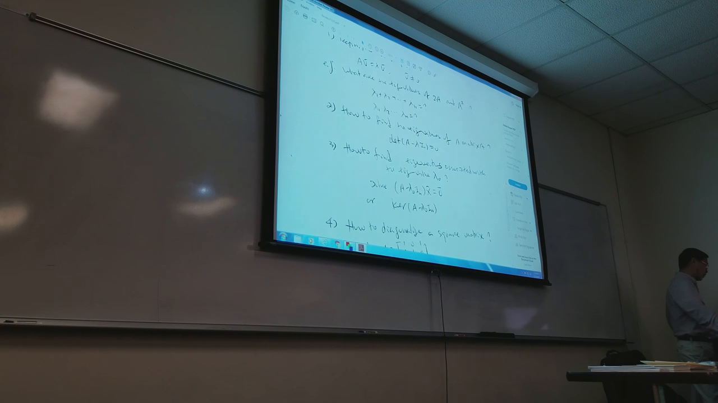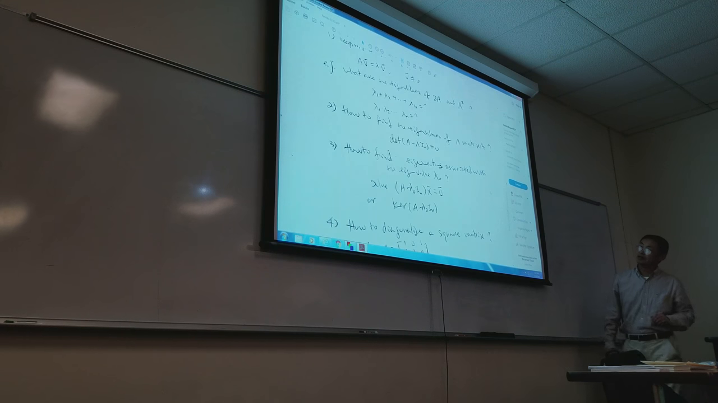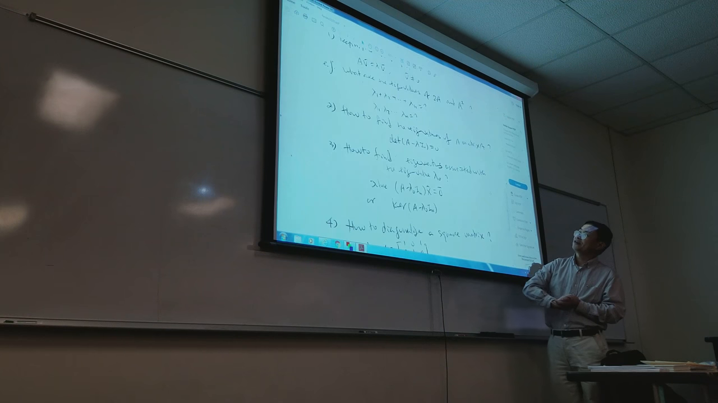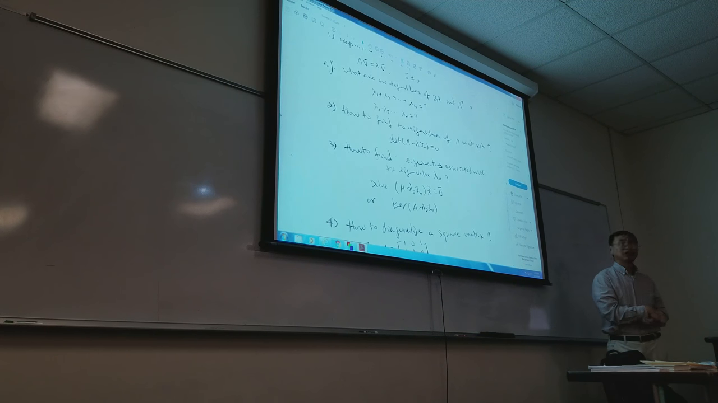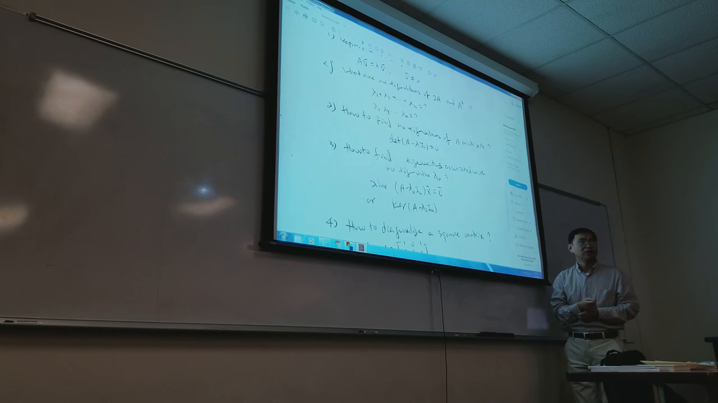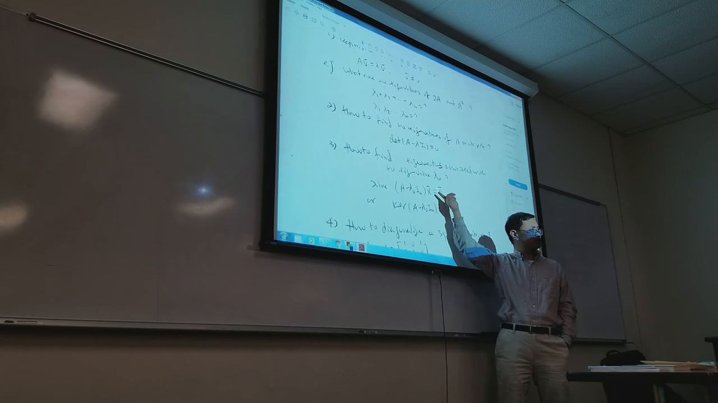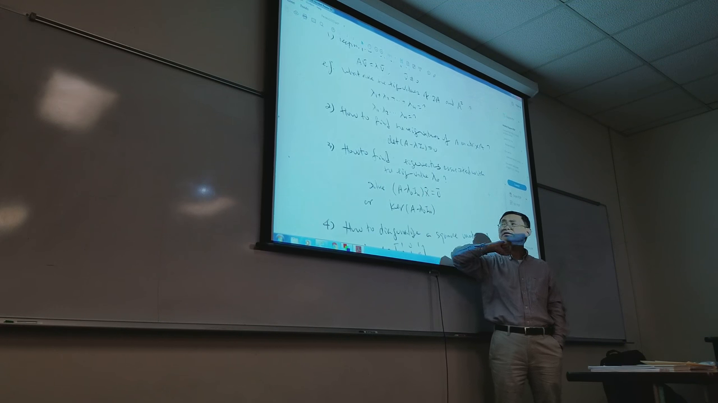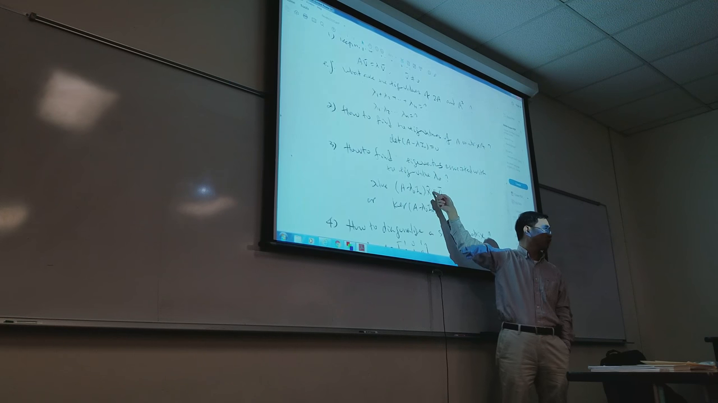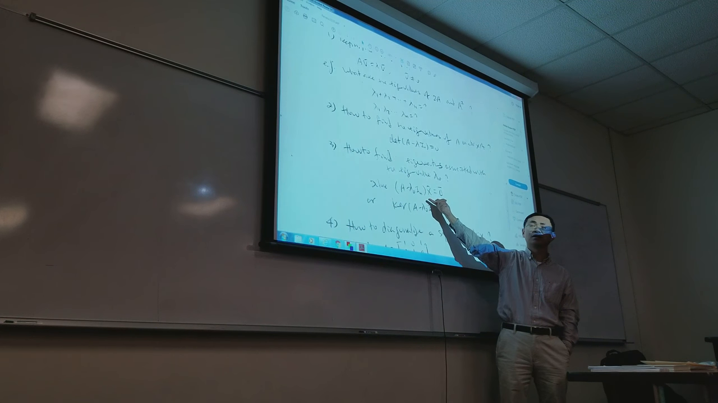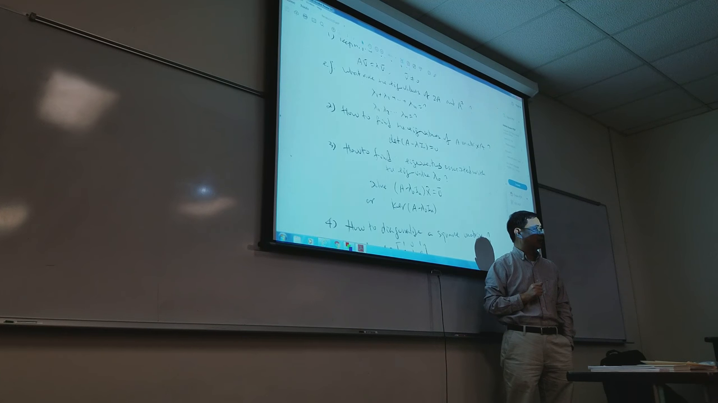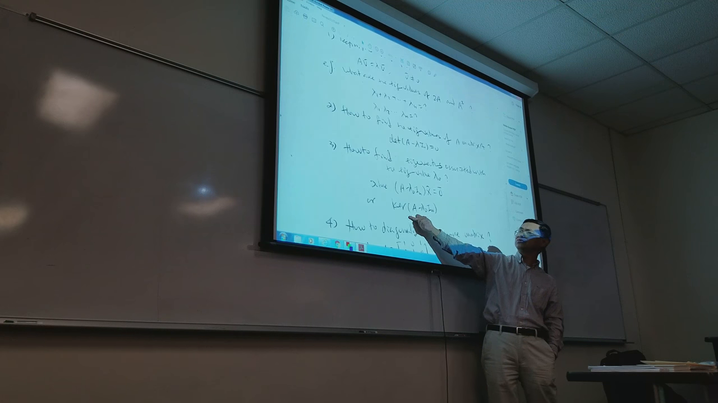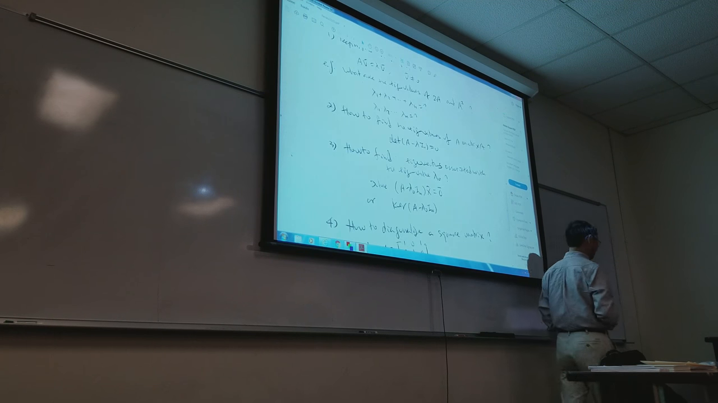So how to find eigenvectors associated with eigenvalue lambda zero? You solve this linear system. This is a homogeneous linear system: A minus this eigenvalue times the identity, times the unknown vector x, equals the zero vector. You solve this homogeneous linear system. The solution set is basically just called the kernel, the kernel of this matrix.